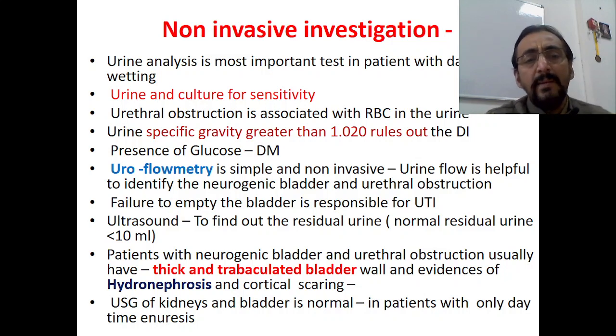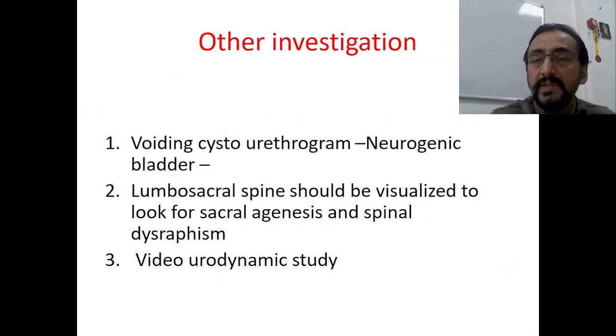So I am not going into detail. These are some of the investigations that you can do according to need. I am not saying that in all patients you have to go for these investigations, but my suggestion is simply go for one urine analysis and look at the findings, and then accordingly you decide which further investigation we have to do. Another investigation is voiding cystourethrogram, which can be done especially for neurogenic bladder.